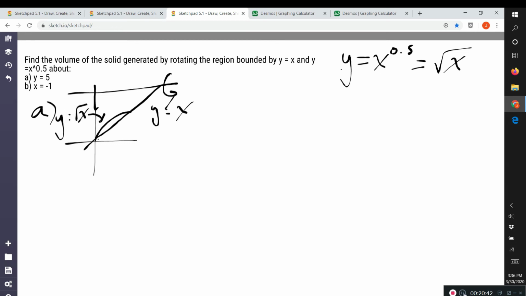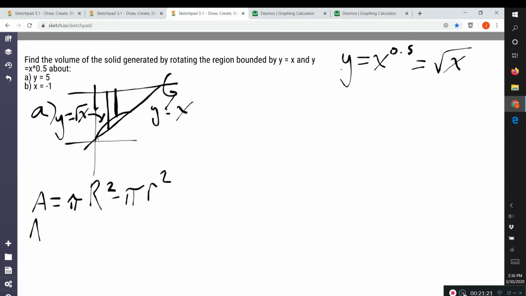Now, if we notice, the line y equals 5 is parallel to the x-axis, meaning that we can do it as a washer method because our variables are in terms of x and our axis of rotation is similar to the x-axis. So we're going to talk about big radius squared minus little radius squared. So the area formula when doing a washer is pi big R squared minus pi little r squared.